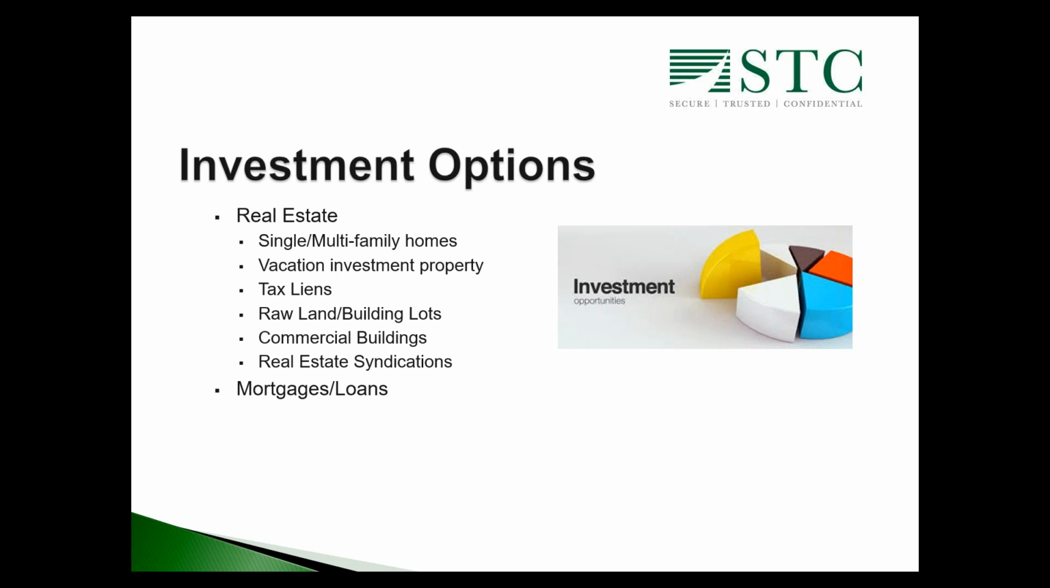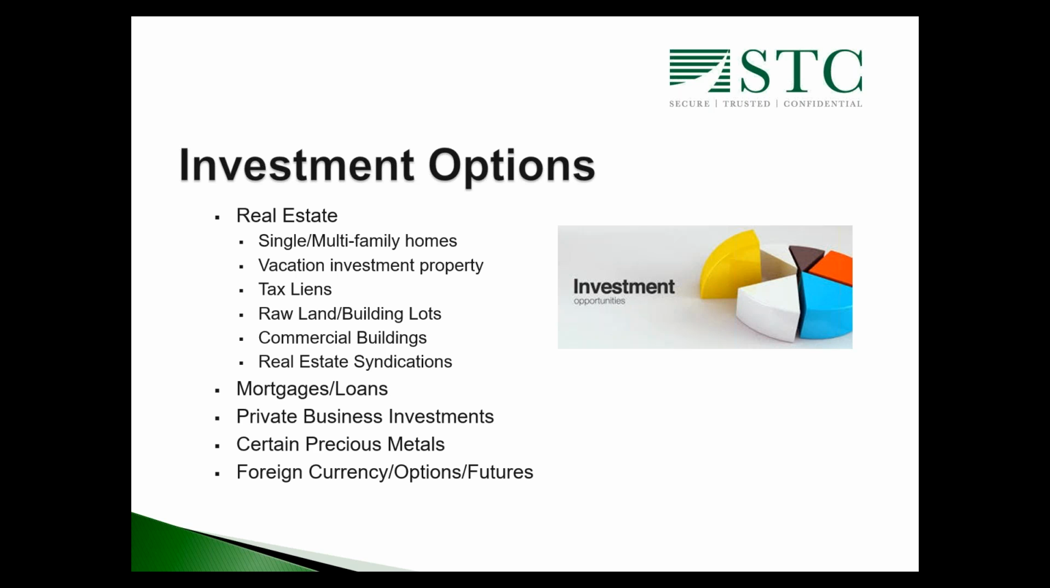You can also loan money from your retirement account. You can use a promissory note. You can have collateral. You can set the terms, the interest rate. You can also purchase mortgages, so you have real estate-backed mortgages. You can invest in private businesses. Certain precious metals, those are defined by law. If you're interested in those, I can give you some more details on precious metal investing in a retirement account.